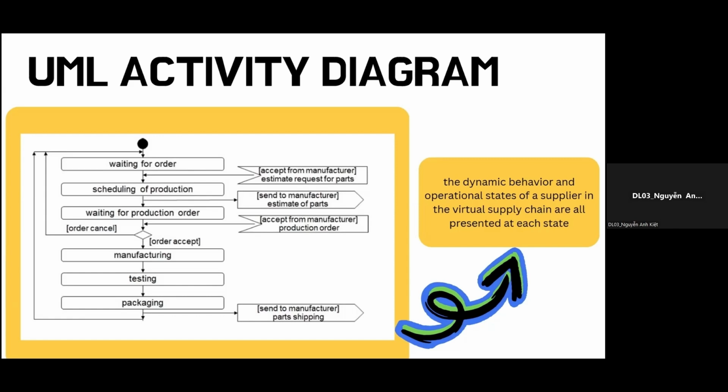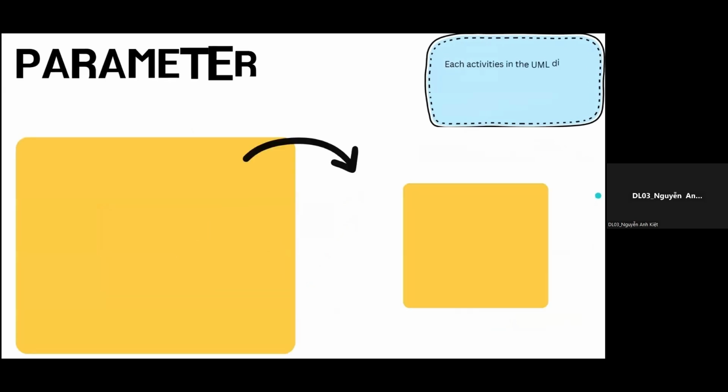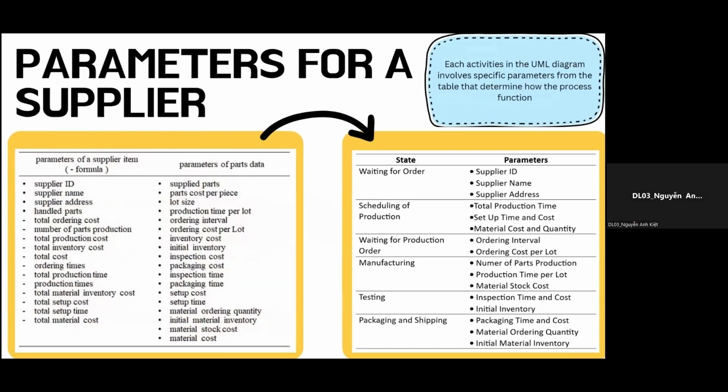The estimated parts then undergo quality assurance testing in the testing state. After being successfully tested, parts are packaged and ready for delivery. In addition, each activity in the UML diagram involves specific parameters that streamline the operational flow. By defining which parameters belong to each state, we can calculate the cost incurred by simulating the supplier.